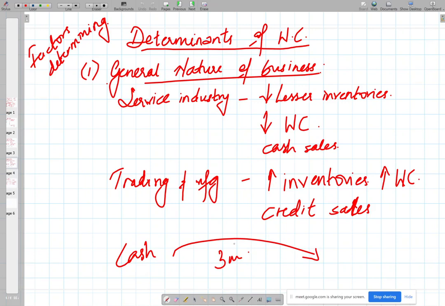All that is decided by certain factors, such as what type of business you are into, the general nature of the business, whether you are a service industry or a service company, or you are into trading and manufacturing. That will decide how much working capital you require, because that will be based on the type of inventory you need, the amount of inventory you need, and the type of sales that you do, whether cash or credit.